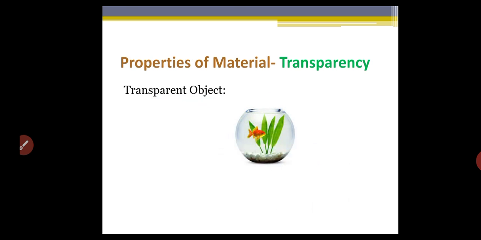Next property is transparency. Under transparency, we have three types of objects: transparent, translucent, and opaque. This is a property related to light. Light is nothing but something that enables us to see things around us. Transparent objects let light completely pass through, and it will be visible. We will be able to see through transparent objects.